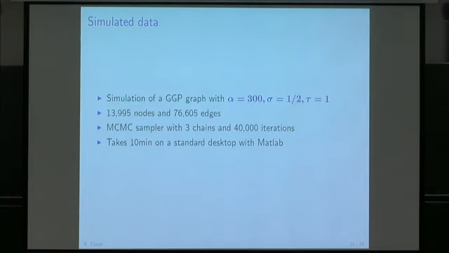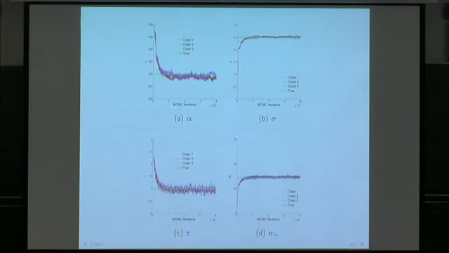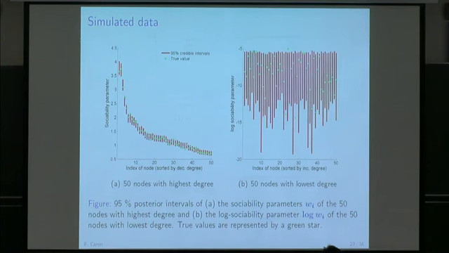Just to say that I've got 1 parameter per node, so about 14,000 parameters, but the algorithm is relatively efficient. It takes only 10 minutes here on a standard desktop. If we look at the estimation of the parameters, alpha, sigma, the sparsity parameter, tau, and W star, which is the sum of the sociability parameters for all the nodes, we see that we can recover those parameters quite well.